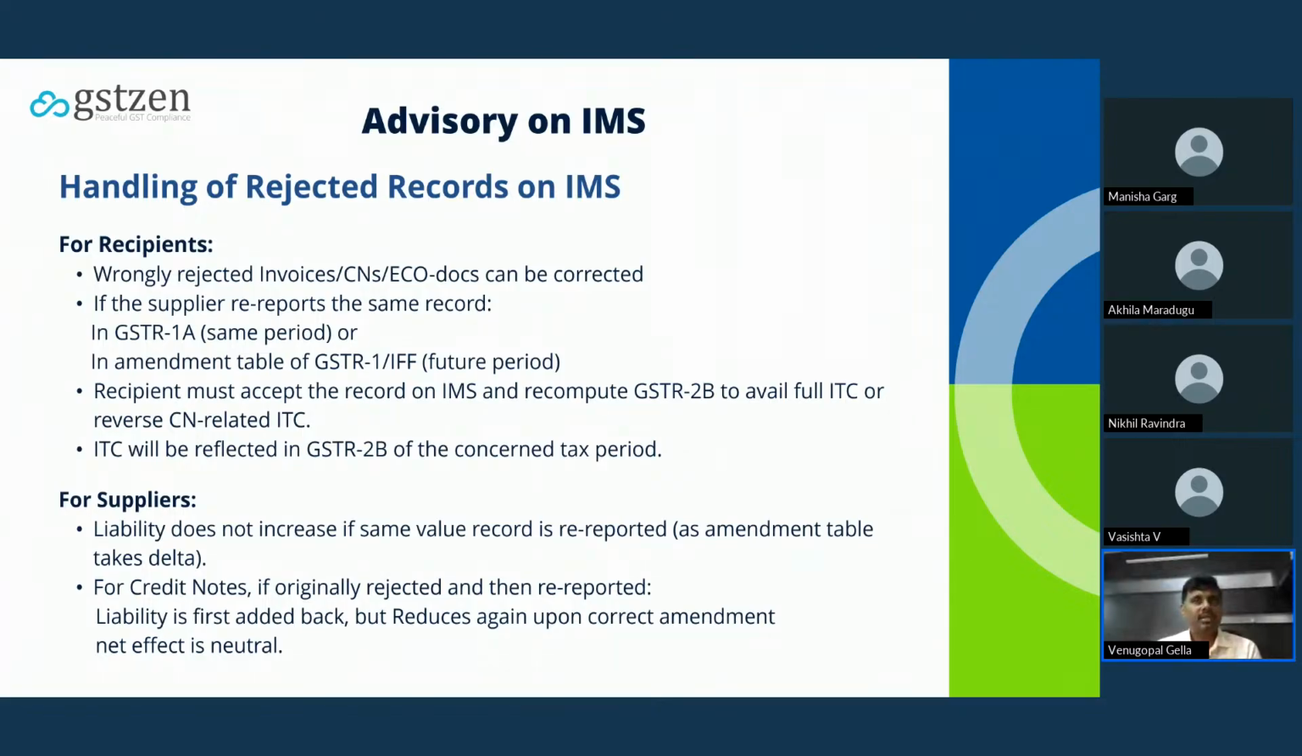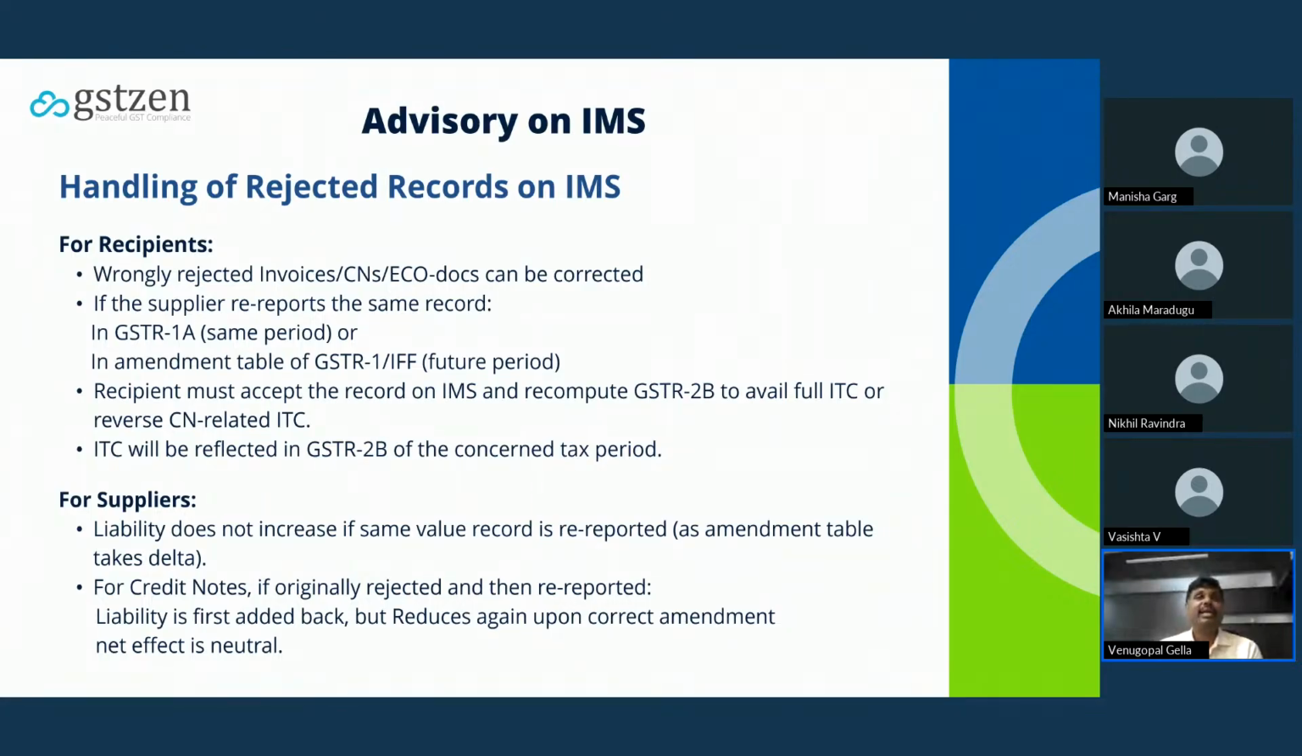What if there was no amendment? It's okay. You open the record and just save it again. That's all you will be doing as a supplier. You open the record under the edit section, amend section, and you save it. It will again be reported back to the recipient for taking the action. If the recipient rejects a second time, nothing can be done, and you have to cancel the invoice and issue a fresh invoice.